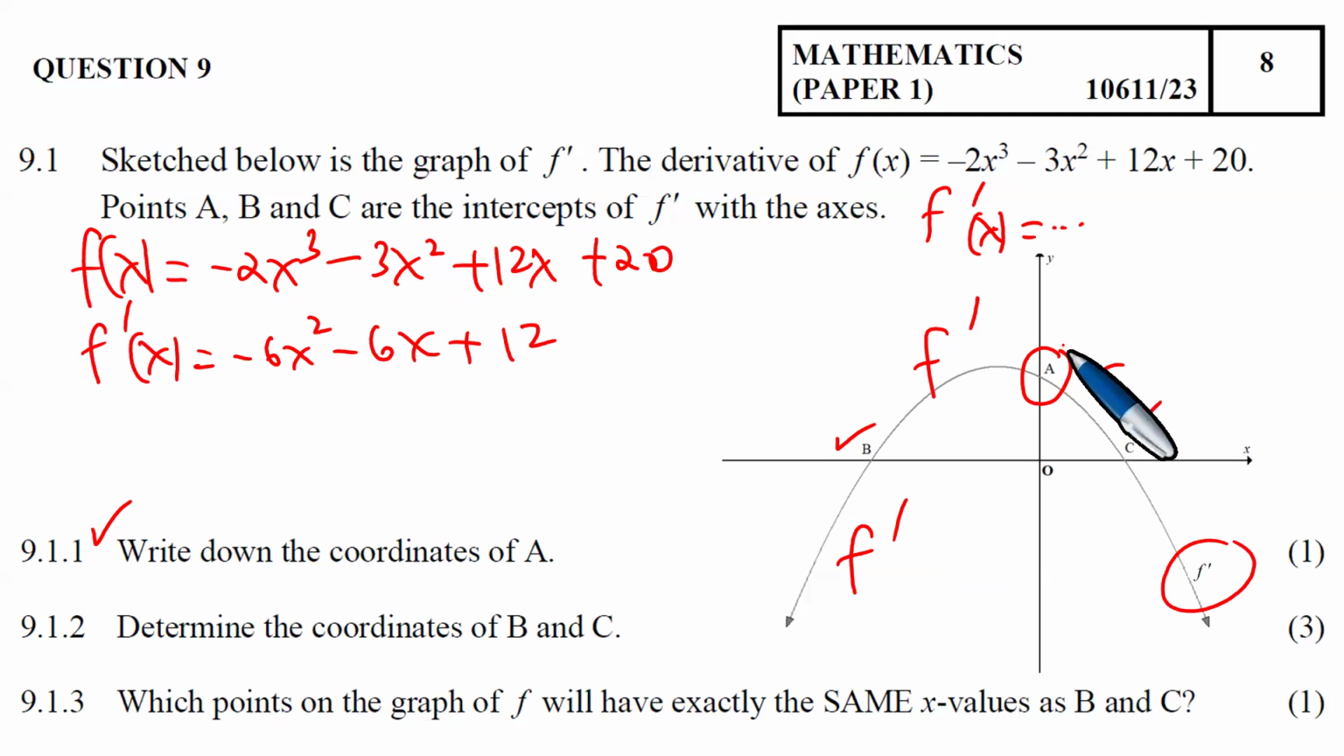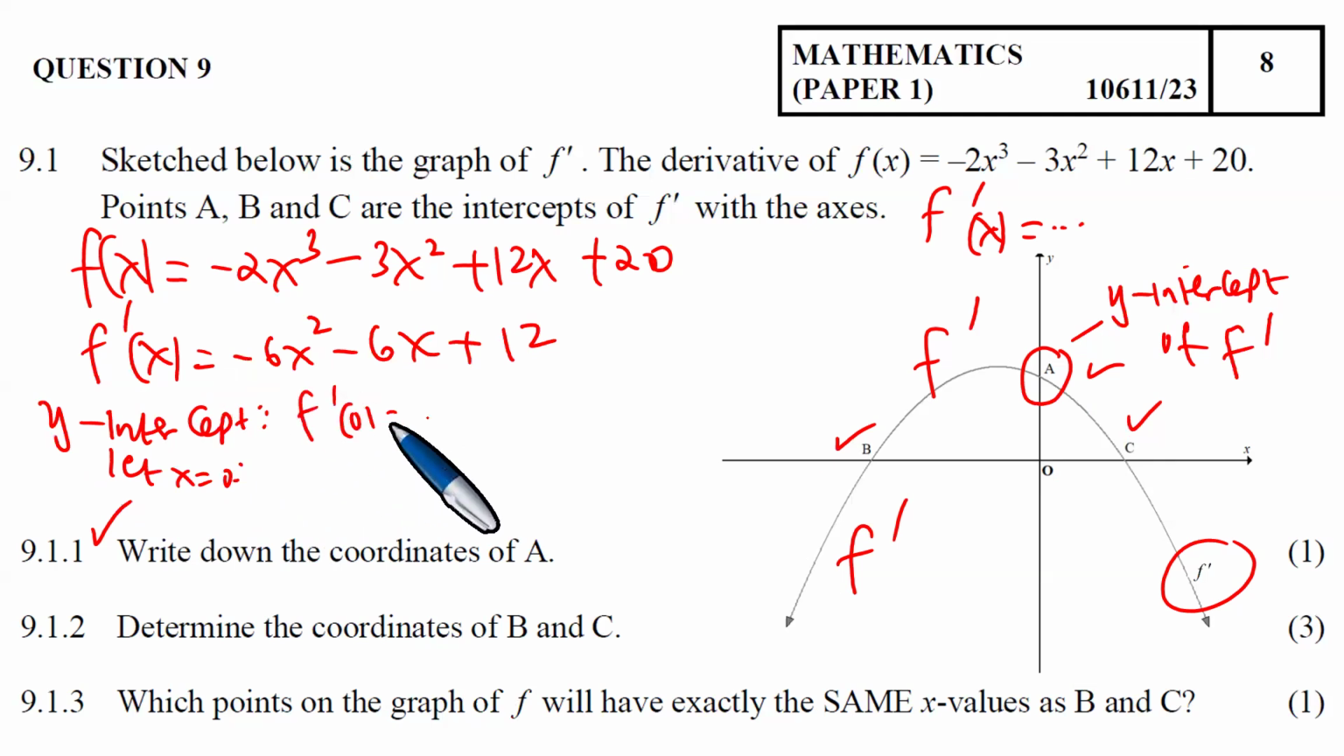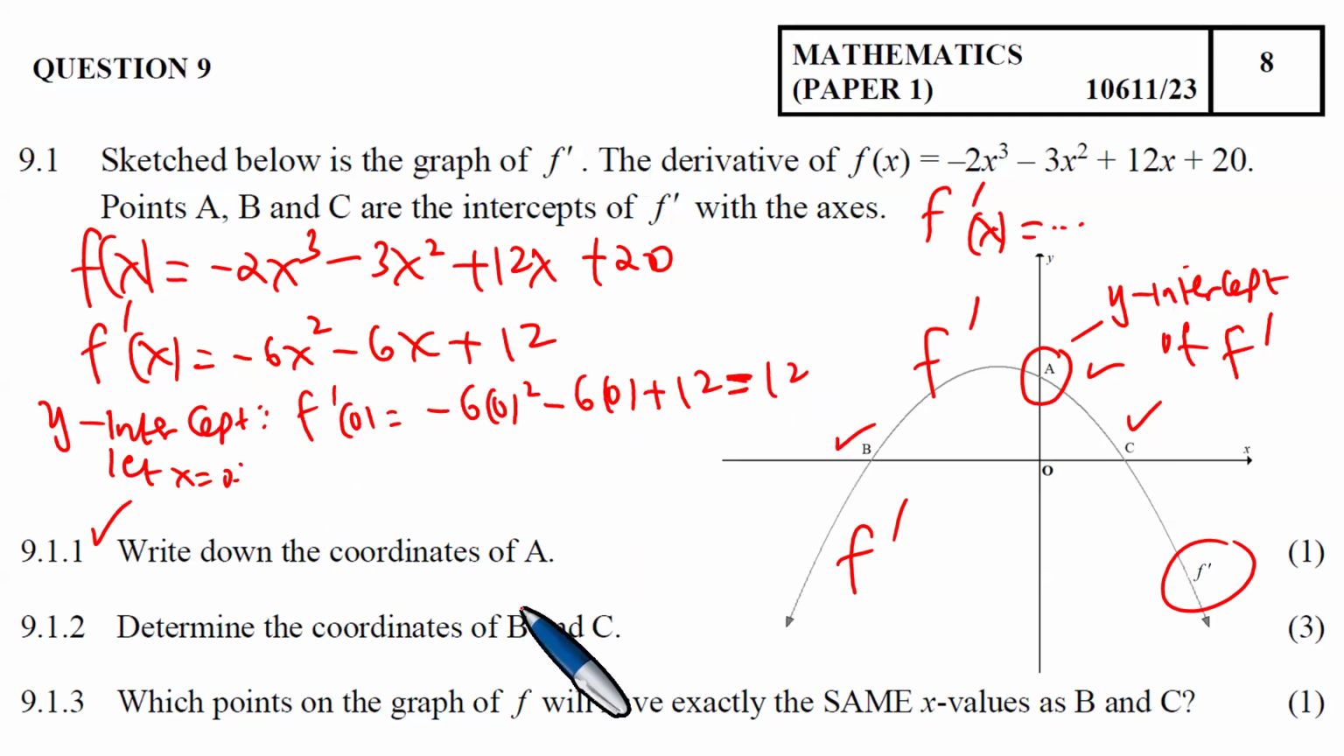Then this A here is called the y-intercept of f primed. So f primed is this one. So what you're supposed to get is the y-intercept. How to get the y-intercept? You let x be equal to what? Zero. Because this is a y-intercept, you need to let x be zero. f primed of zero is minus six times zero plus 12, which is exactly 12.